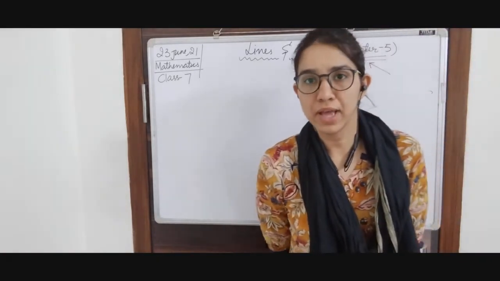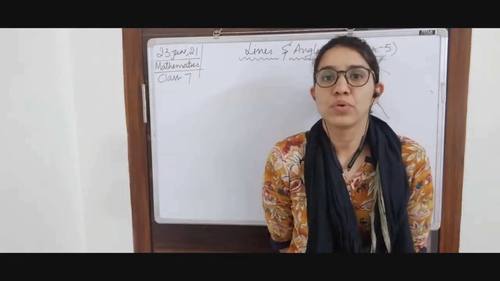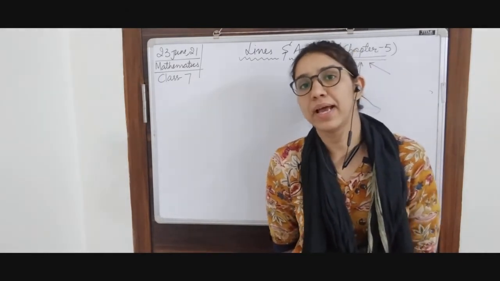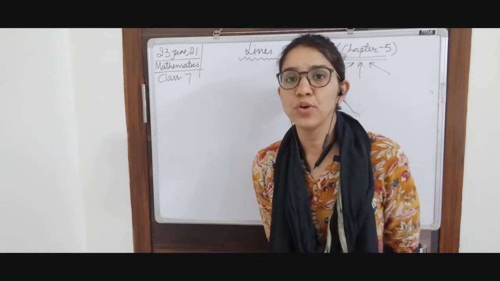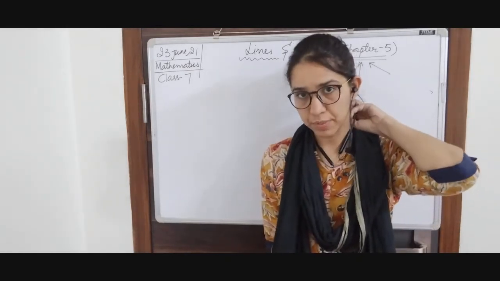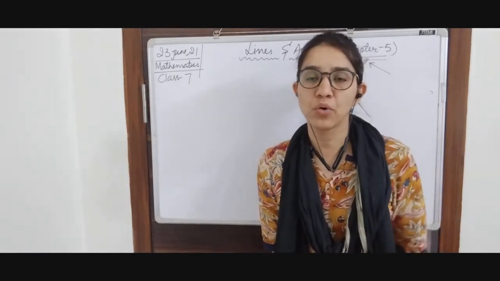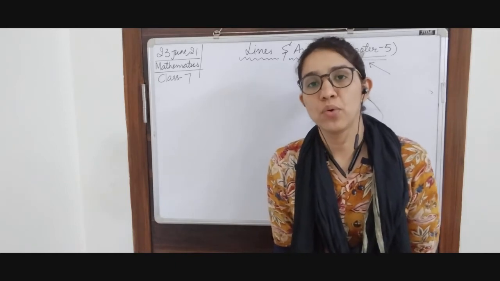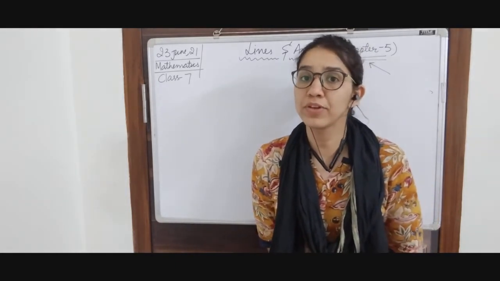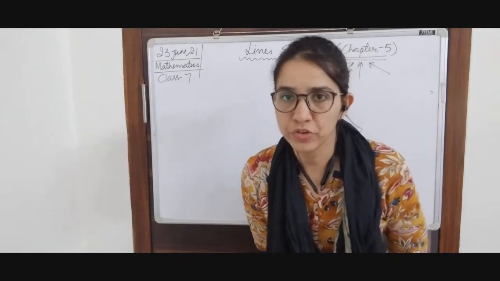In our previous class we talked about types of angles: acute, obtuse, right angle, reflex angle, complete angle and straight angle. Also we talked about supplementary and complementary angles. If the sum of angles is equal to 180, then they are called supplementary, and if the sum of the measure of angles is 90 degrees, then they are known as complementary angles.